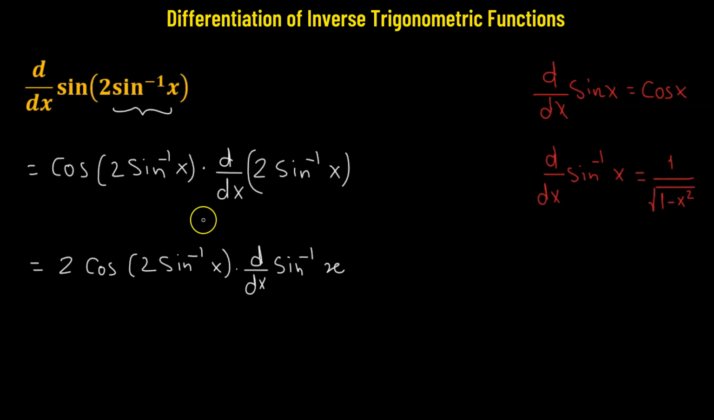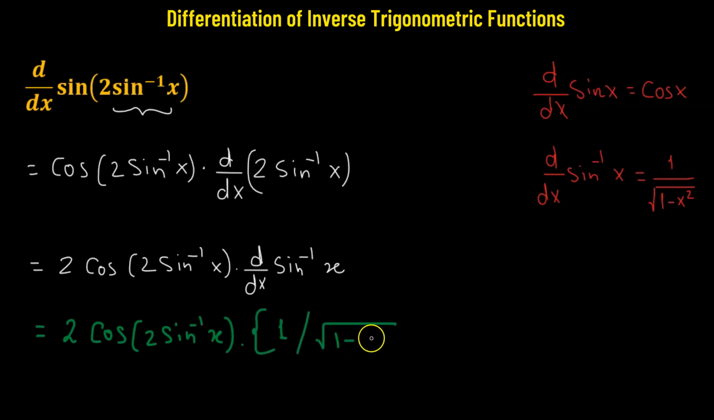So that means our final value will be equal to 2 times cosine of 2 times sine inverse of x, and we have the derivative of the sine inverse function. So that will be 1 divided by square root of 1 minus x squared. So this is the derivative of the given function.